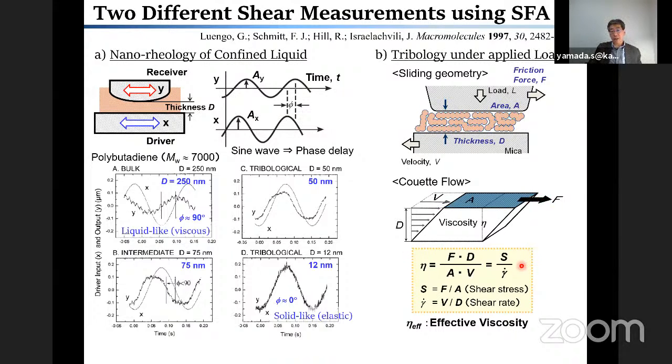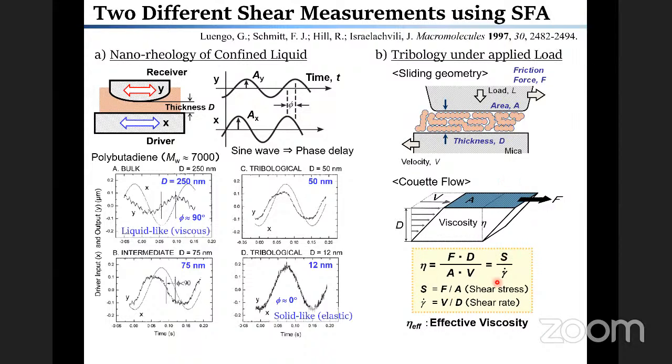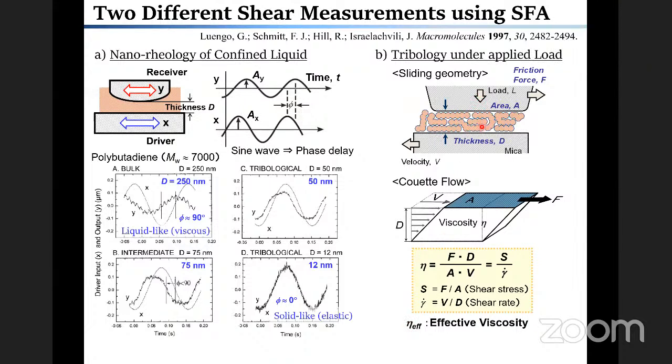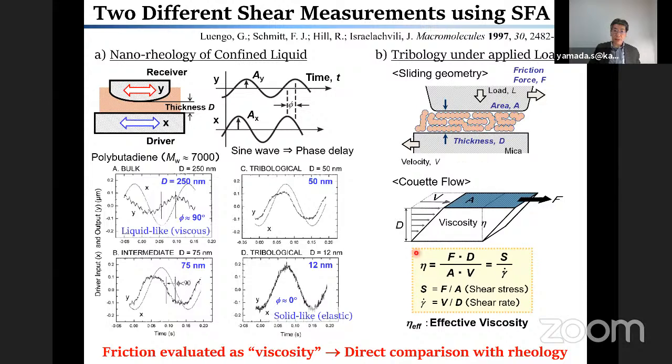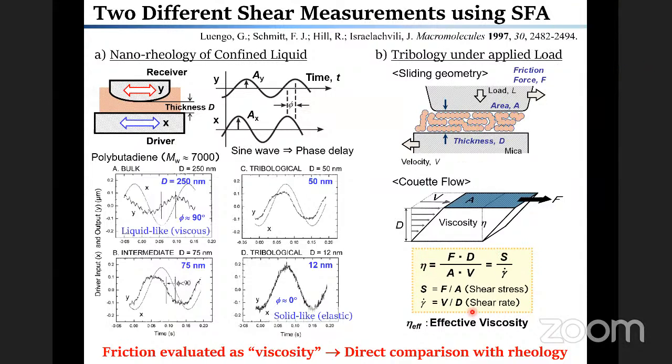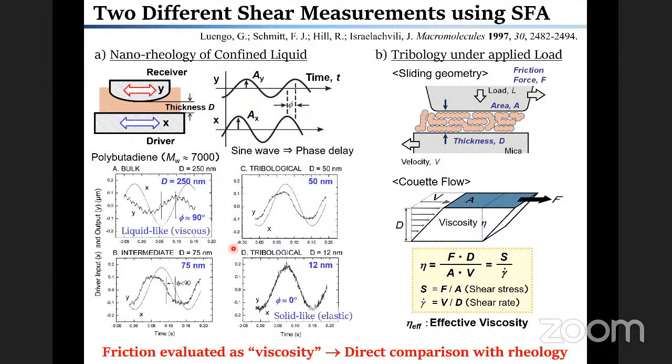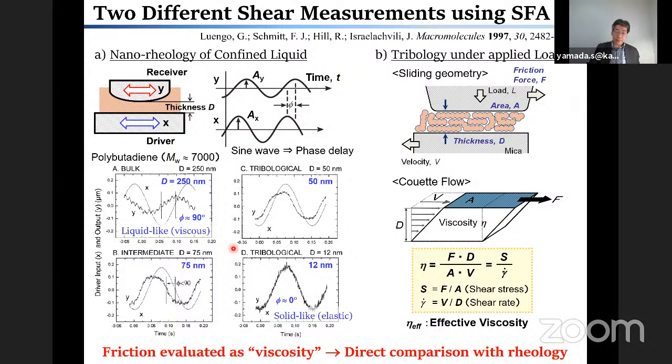So we can use this equation and calculate the effective viscosity of the molecularly thin film directly from the friction experiments. So the frictional result is quantitatively described by the dimension of viscosity. Please note that this viscosity is completely different from bulk viscosity because of the confinement effect. By using effective viscosity as the quantitative parameter, we can directly compare the results of the friction measurements with nano-rheology measurements. This is a big advantage of using SFA for thin film shear experiments.